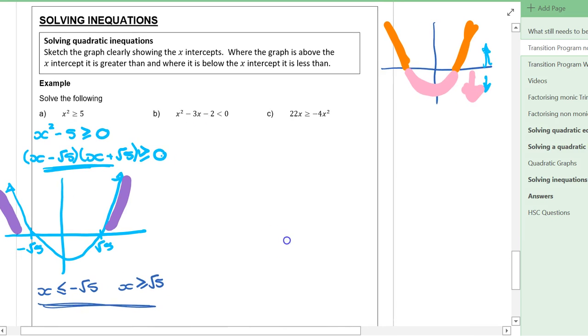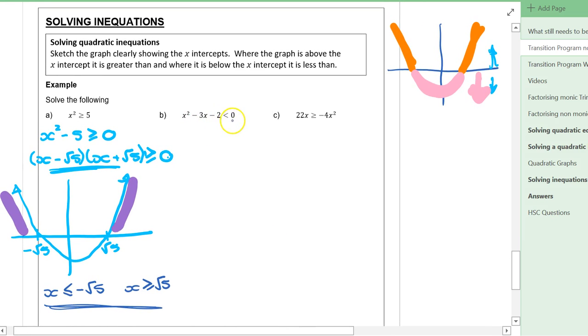Hopefully here I'll find one where it's continuous. Let's have a look at this question. They've already made it equal to 0 or greater than or less than 0, so I don't have to do this first step. I just need to factorise: what 2 numbers times together to give me minus 2 and add together to give me minus 3? I'm going to change the question because I think that one's a bit of a typo there. So we'll just change the question so it does work. x minus 2, x minus 1 is the factorisation, is less than 0.